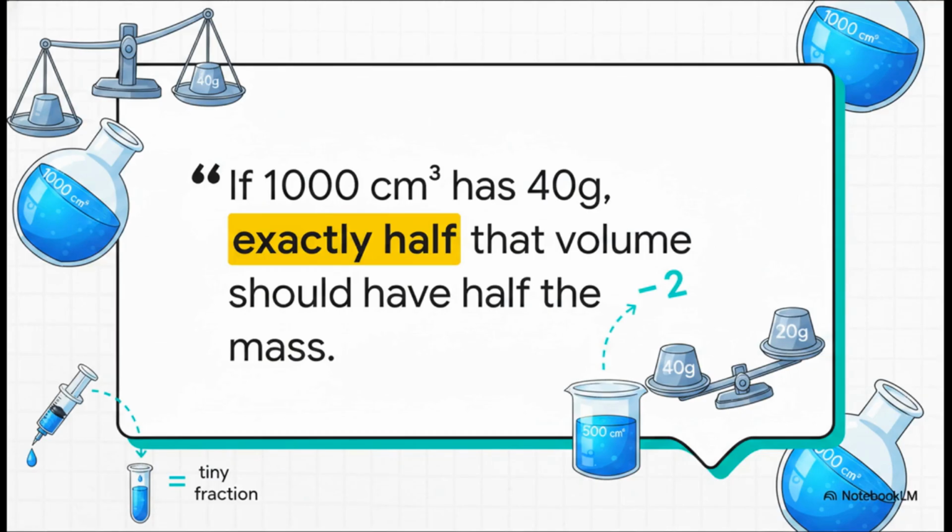If your concentration tells you there are 40 grams in a full 1,000 cubic centimeters, well, a 500 cubic centimeter sample is exactly half the volume, right? Therefore, it should have exactly half the mass, 20 grams. If you're dealing with 25 cubic centimeters, that's a tiny fraction of a liter, so your mass should be a tiny fraction too. If you somehow calculate 1,500 grams, you know immediately your decimal point has gone rogue.